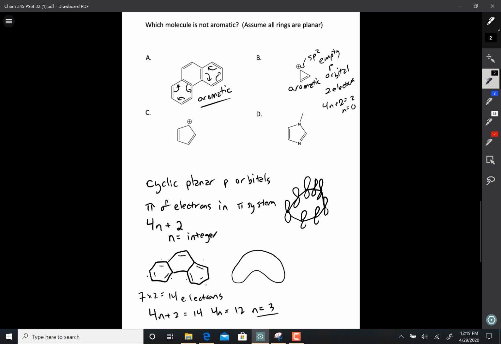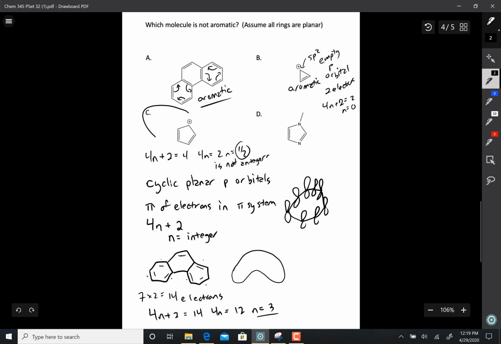Take a look at C. Again, we have another carbocation, but this one right here has 4 electrons. 4n plus 2 equals 4. 4n equals 2. n equals 1/2. 1/2 is not an integer. So this is not aromatic.